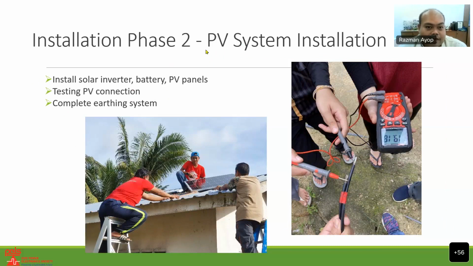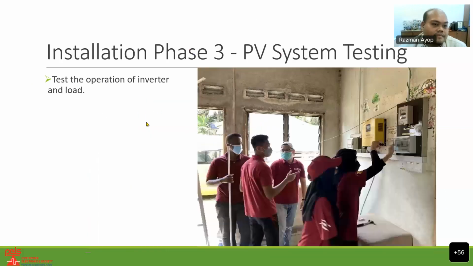So for phase 2, we install the PV system on the roof. We install the solar inverter, battery, and PV panel at the top. After we install it, we test the PV connection, and then we complete the earthing. The last phase, phase 3, is the PV system testing. We just test whether the system operates or not. That is the last phase.